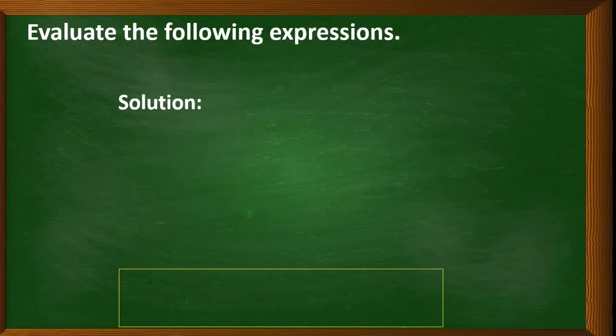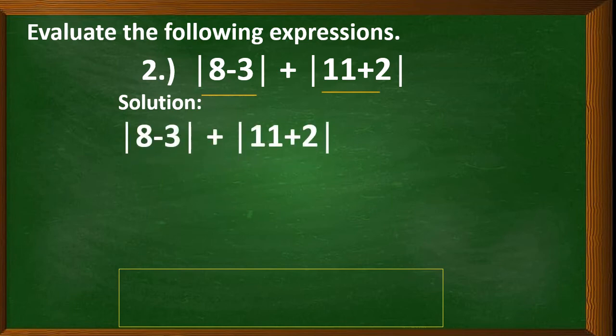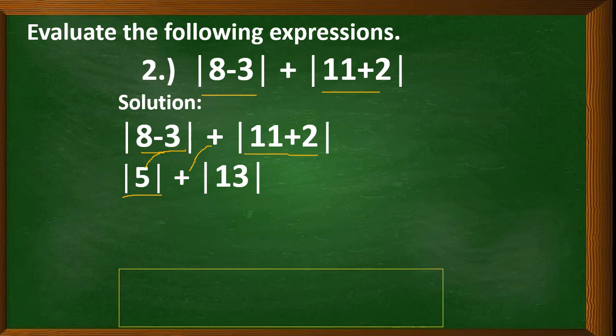Another example. Absolute value of 8 minus 3 plus absolute value of 11 plus 2. Okay, first we have to simplify the terms inside the absolute value symbol. So 8 minus 3, the answer is 5. Just copy the absolute value symbol. Plus 11 plus 2, the answer is 13. Copy also the absolute value symbol.